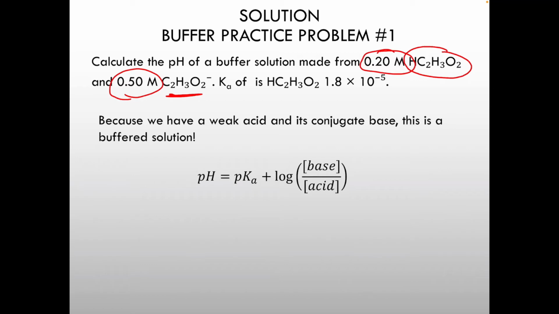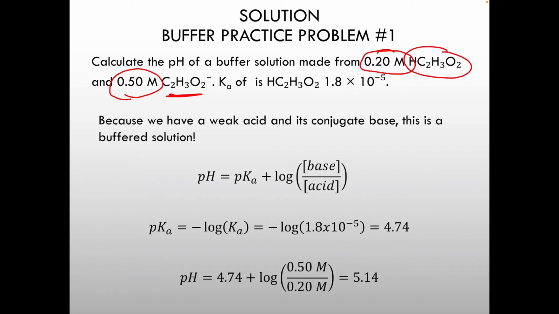We have the Ka. The way we calculate the pKa is we take the negative log of our Ka. I have that there. That gets us 4.74. Remember, I'm never going to ask you to memorize any Kas. Those will always be given to you. Now that we have the pKa, we can plug this in. So we have pH equal to pKa plus log of our base, which is acetate, over our acid, which is acetic acid.